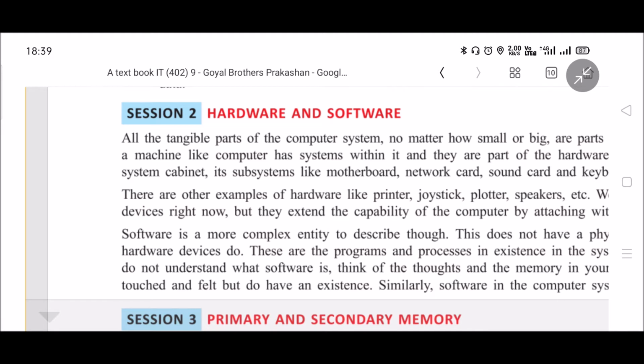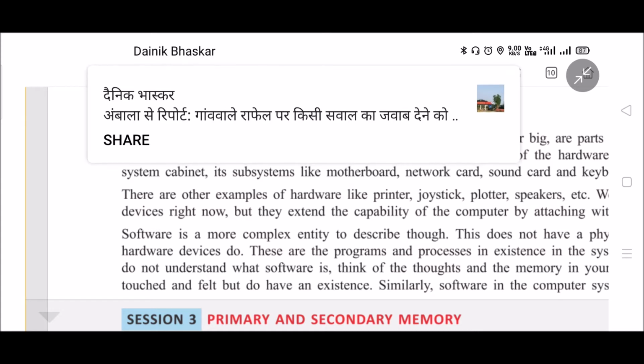Means we can say all the computer devices that we can see, we can touch. All the working components of the computer that we can see, we can touch are called hardware.